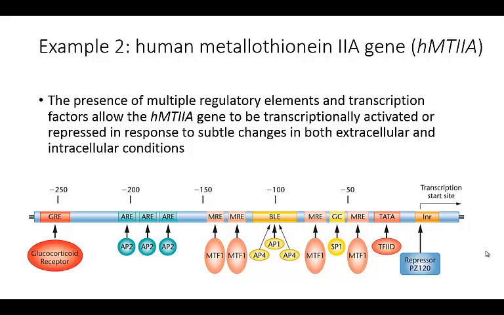Another example is the human metallothionein 2A gene. There are many different regulatory regions for this particular gene. Depending on which of the transcription factors are activated and which are binding the DNA, that will change whether or not that gene is going to be transcriptionally activated or repressed. This allows the cell to respond to changes, and some of these can be quite subtle: changes in the extracellular conditions, changes in the intracellular conditions, and it allows the cells to respond.